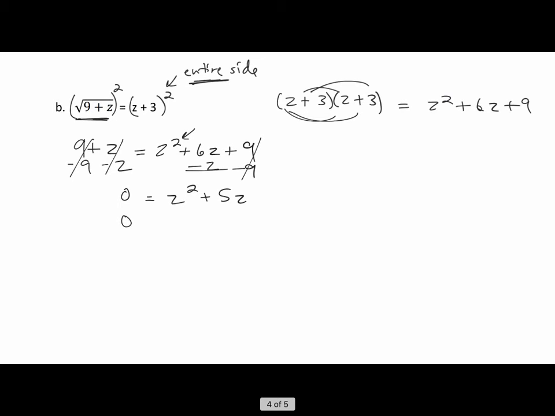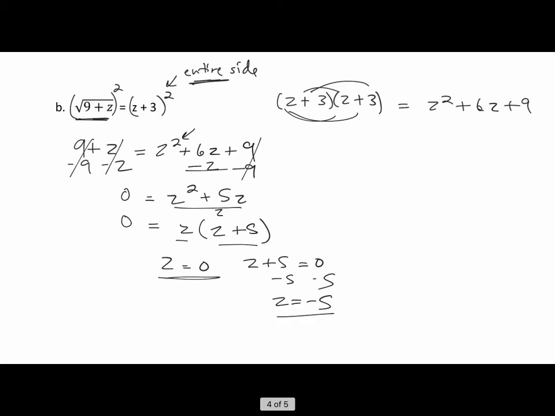Then I need to use the zero product property, so I have to completely factor this side. It looks like those two share a factor of z, so let's divide that to see what remains. z plus 5, so that's already factored. Let's set each of these factors containing a variable equal to 0 by the zero product property. So we've got 0 and a negative 5. We've got two solutions here. Let's see if they work.